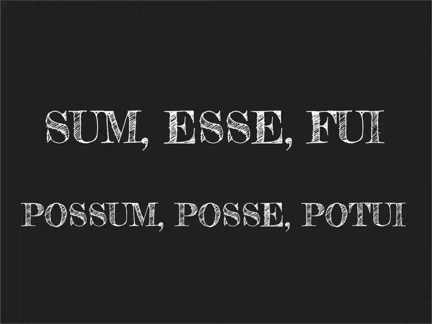So I'm going to show you these principal parts again, sum, esse, fui and possum, posse, potui, because I want you to pay attention to the perfect stems. We've made jokes about the slightly obscene sound of the perfect stem of sum, esse, fu, and the perfect stem of possum, posse is potu, so obviously they both end in u. And if you have those two perfect stems memorized, you can then conjugate these two irregular verbs in the perfect, the pluperfect, and the future perfect tenses as they follow completely regular rules.